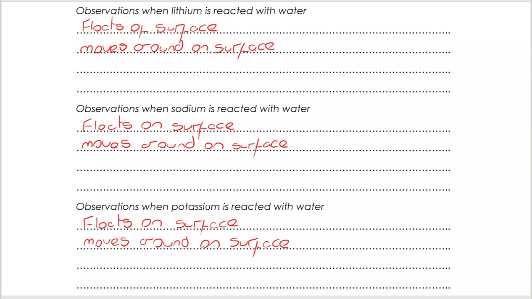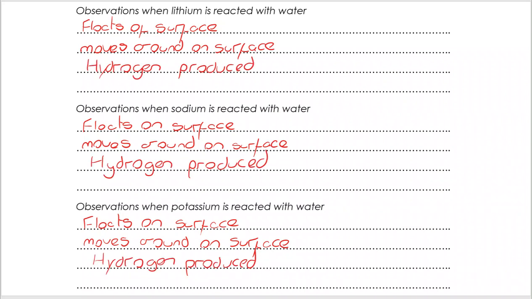There's more that they have in common. They will all produce hydrogen. Now we can prove that by inserting a lit splint and it will explode with a squeaky pop. That's something familiar from Key Stage 3 and that will be discussed again in future topics. We're still not done. They will also make an alkali. You will normally add universal indicator into the water before you add the metal, and you will see it turn blue or purple, indicating that we have made an alkali.